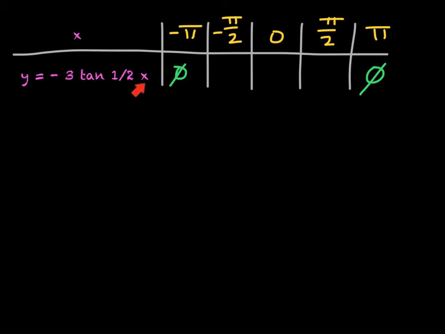1/2 times 0 is 0. Tangent of 0 is 0. And negative 3 times 0 is 0. And so that's a 0 there. All right, let's plug in negative pi over 2. Half of negative pi over 2 is negative pi over 4. Tangent of negative pi over 4 is negative 1. Negative 3 times negative 1 is positive 3. Next is positive pi over 2. Half of positive pi over 2 is pi over 4. Tangent of pi over 4 is positive 1. Negative 3 times positive 1 is negative 3.